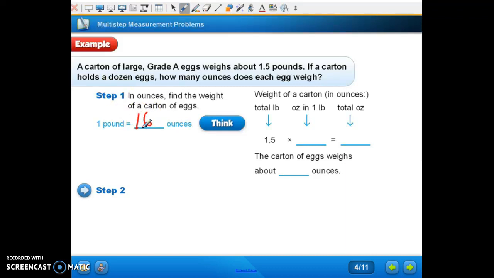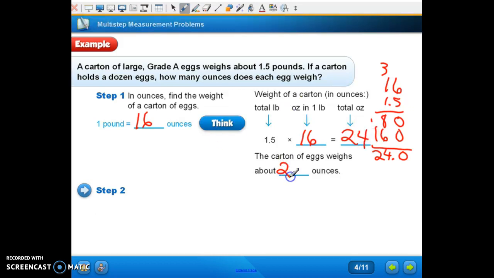So we're going to have 1.5, and then it says ounces in a pound, 16, and we're going to have to multiply that. So let's take 16 times 1.5. What is 5 times 6? 30. 5 times 1 is 5, plus 3 is 8. So your place value, and we have 1 decimal. So the total ounces is 24 ounces. So a carton of eggs weighs about 24 ounces.